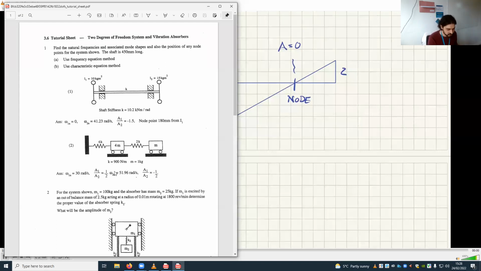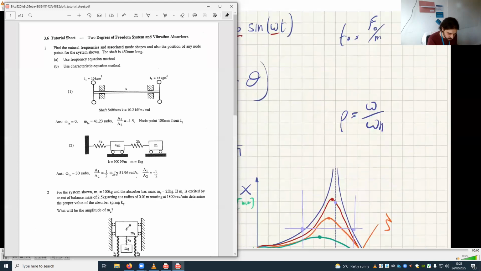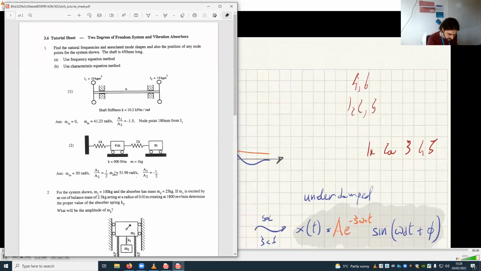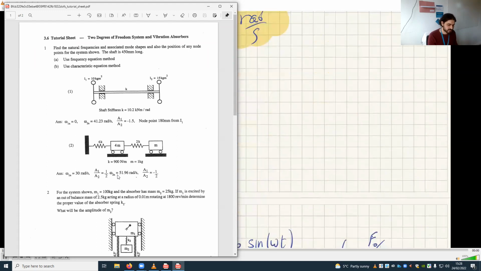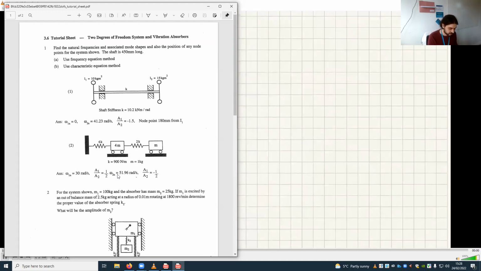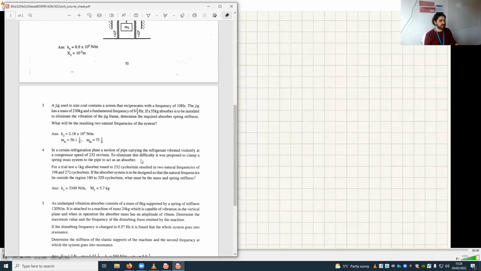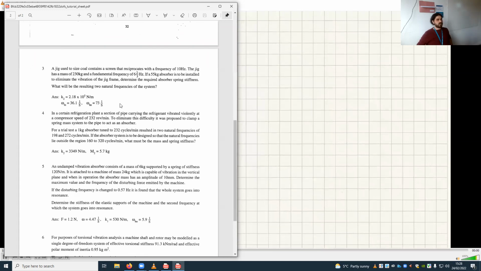All right, so let's solve question, I'm not sure which one, question 3. Question 3 is now vibration absorber. We have a jig that is used to size coal and contains a screen that reciprocates with a frequency of 10 Hertz. That means that this screen is being driven at 10 Hertz. So these 10 Hertz are the omega of the external agent, so not the omega of the system.